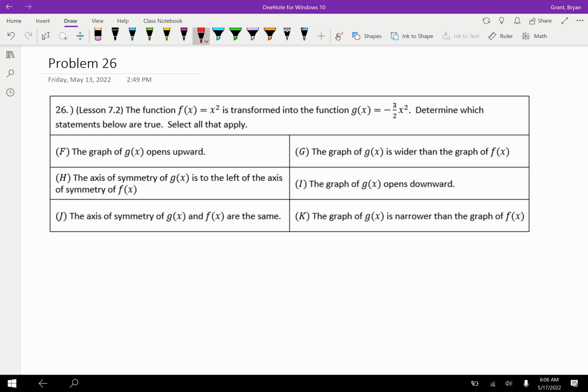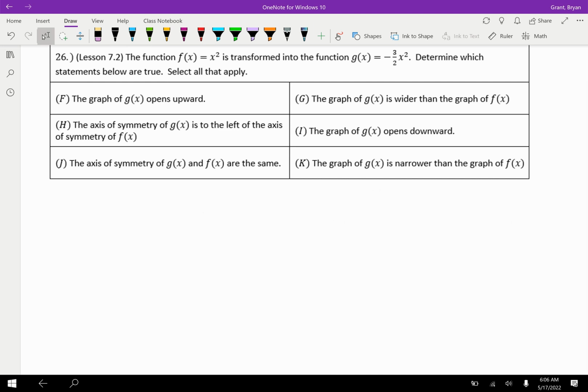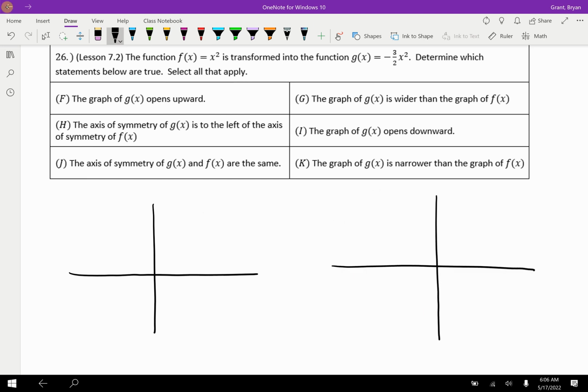Question 26 comes from 7.2 when we first started graphing parabolas. They tell us the function f of x equals x squared is transformed into the function g of x equals negative 3 halves x squared. We have to decide what's true. So I'm going to go ahead and graph each one of these first, and it won't be perfect. It's just going to be a little bit of a comparison here, right?